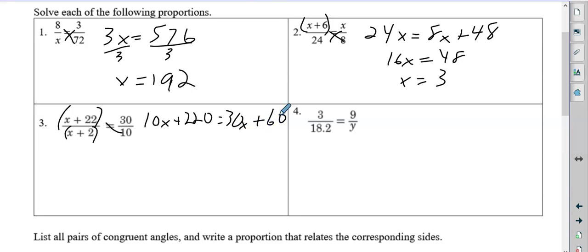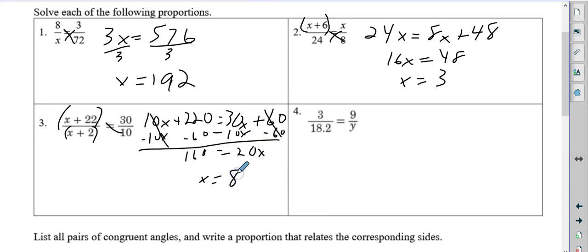All right. Now, I'm going to move my x's to the right because I like to keep my x's positive. It doesn't really matter. Which means I'm going to move my numbers to the left. You could move your numbers right and your letters to the left. It does not matter. So those cancel, those cancel. What it gives me is 220 minus 60 is 160 equal to 20x. Divide by 20, x is 8.